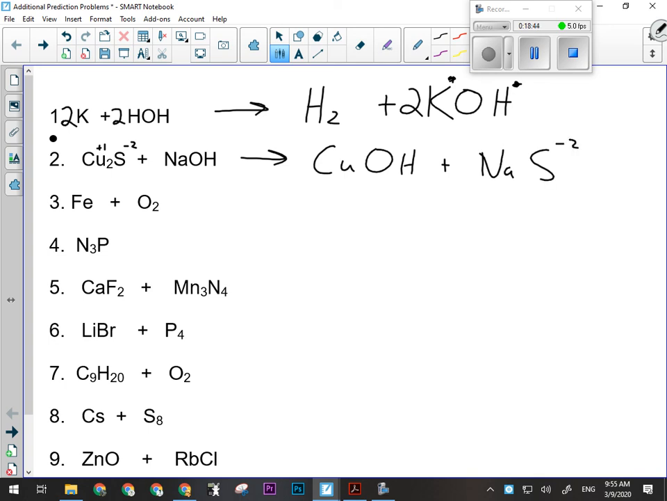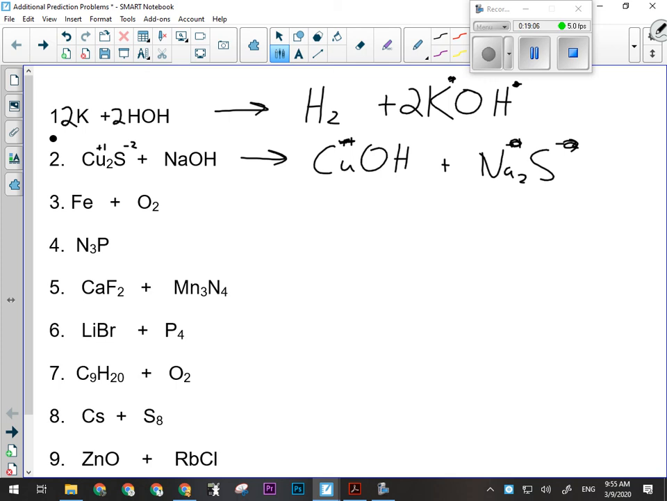Okay, sulfide's a -2, sodium is a +1, so we're looking at Na2S. Hydroxide's a -1, and we just figured out that copper's a +1 in this case. So that means no brackets. That means this is already good the way it was written before I messed it up. Okay, CuOH. And then we have to balance this.